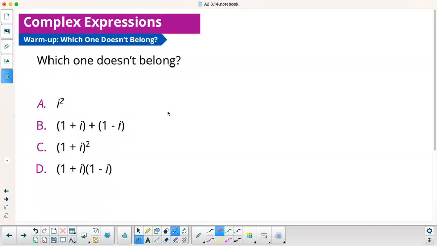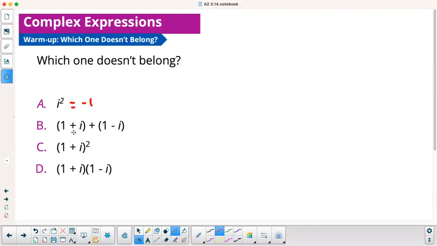All right, so which one doesn't belong? Pause the video, try to come up with a reason. All right. So A, you could say, because i squared is equal to -1, this is the only one that has a real number only when you simplify it. You could say it's the only one with a negative value. It doesn't have a 1 plus i, a 1 minus i, it's just a i squared.